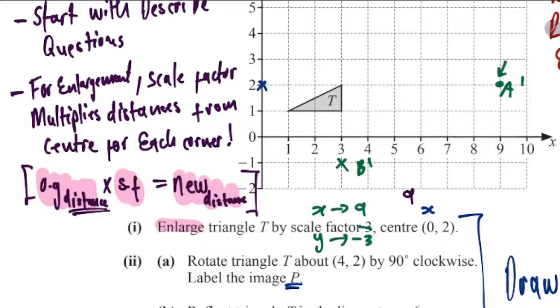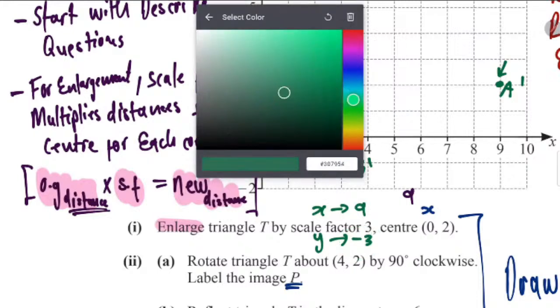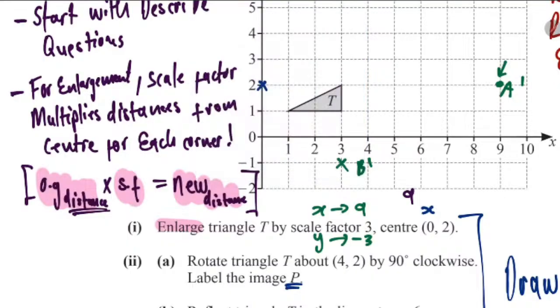Then how many steps downwards? 3 steps downwards. So we start from the next one, okay? You don't count where you are. You count the first step down. So we are here right now. So 1 will be here, then 2 will be here, then 3 will be here. So it's going to be here, and that is going to be C prime.